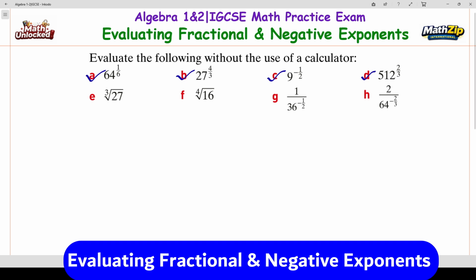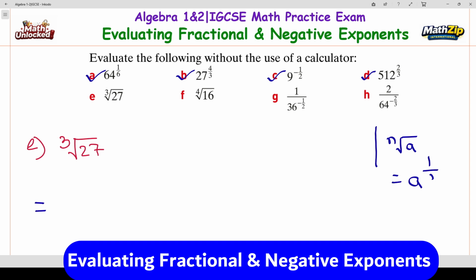Number E, cubic root of 27. This one, we know the law of indices, the nth root of a, we can write as a to the power 1 by n. So in this case, we can write two things. First, this 27 we can write as 3 to the power 3, and times 1 by 3. Okay? 3 divided by 3 will be 1. So our answer is only 3.